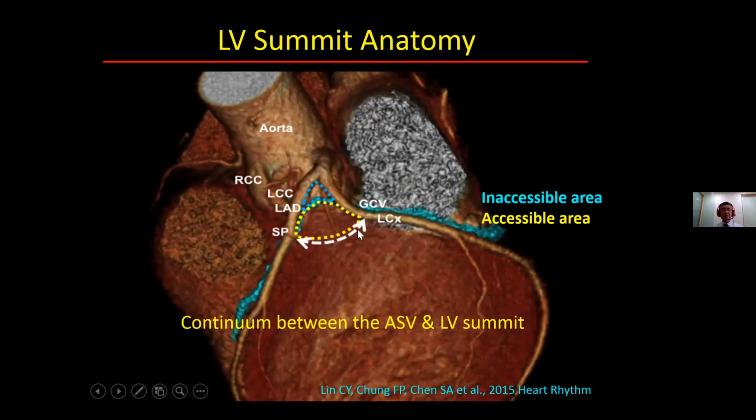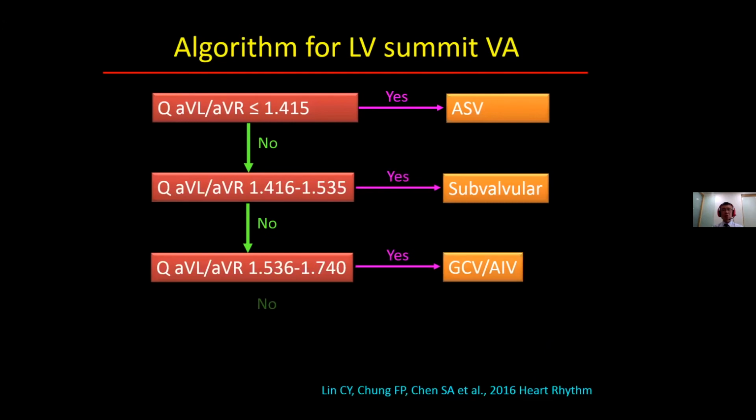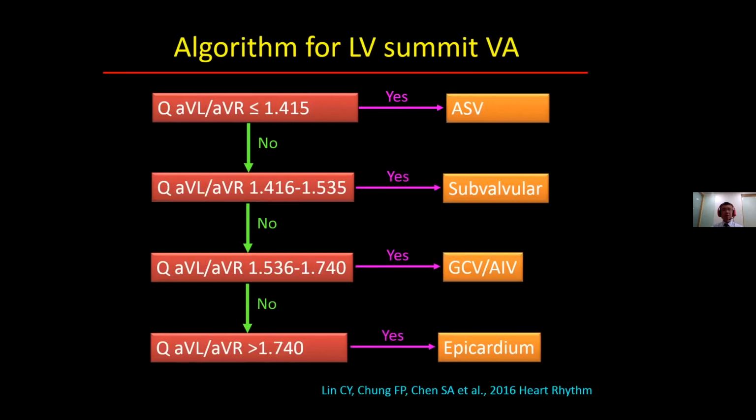Because this area is a triangle area between these three anatomical structures. Before, we published a paper using the QAVL/AVR ratio to try to identify the successful site of the summit PVC. You can see that if this ratio is lower, you can ablate from the coronary cusp or even the RVOT septal area.